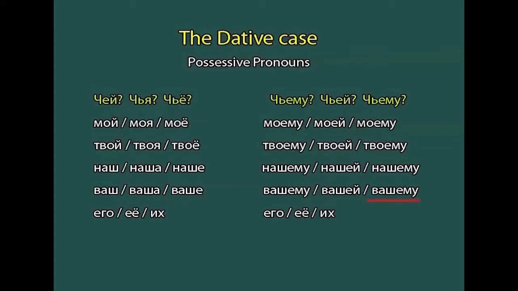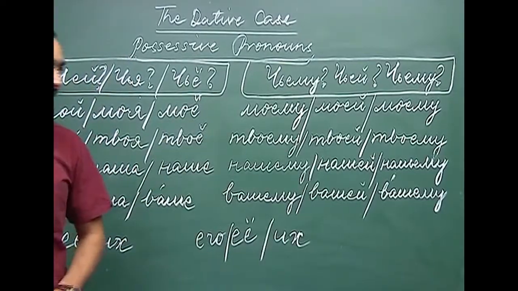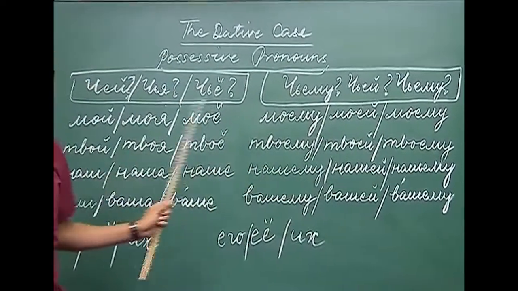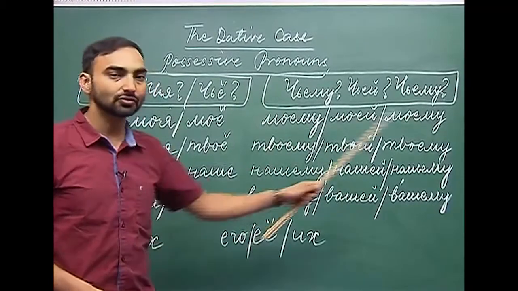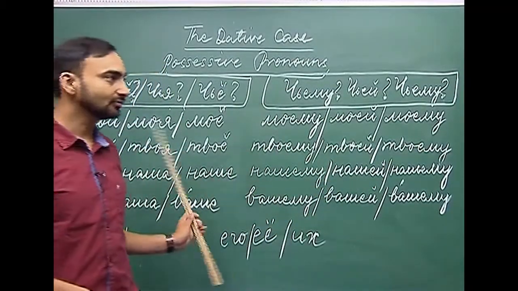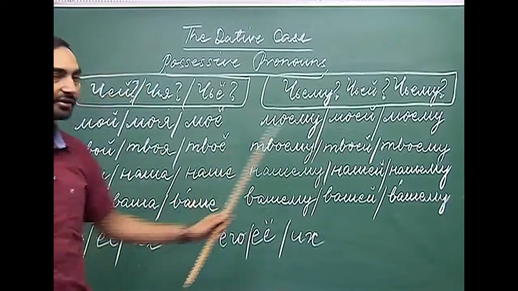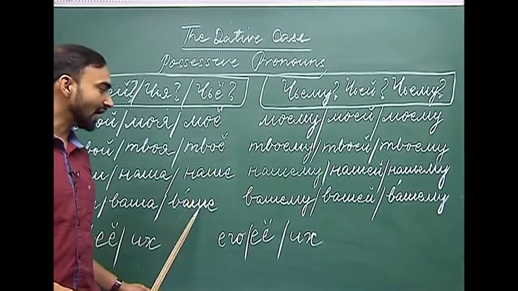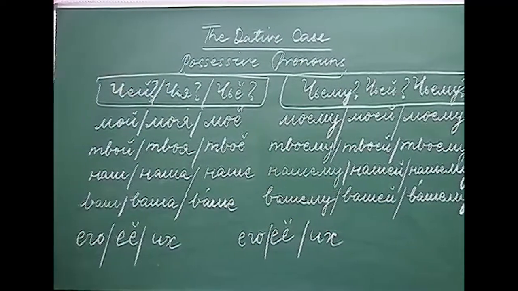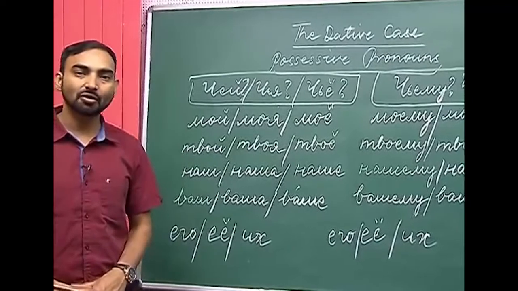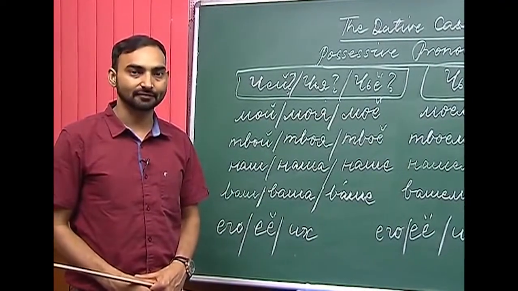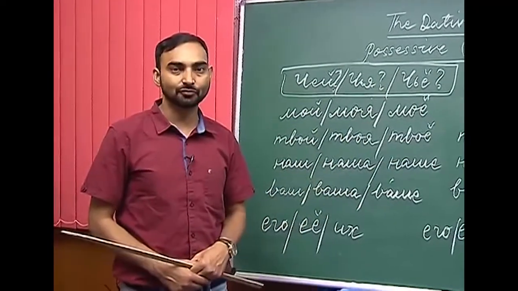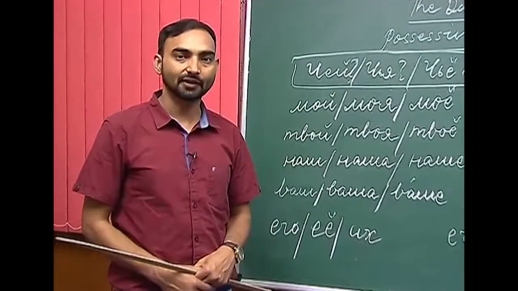So, let us repeat them once again: moi, maimu, maya, mayei, mayo, maimu, tvoi, tvaimu, tvaya, tvayei, tvayo, tvaimu, nash, nashemu, nasha, nashei, nashe, nashemu. Vash, vashemu. Vasha, vashei. Vashe, vashemu. And I have already told you that evo, eo and ich do not change their forms in any cases. So, this is all about possessive pronouns in the dative case, and these are the changes that we are supposed to make in their forms when used in the dative case.